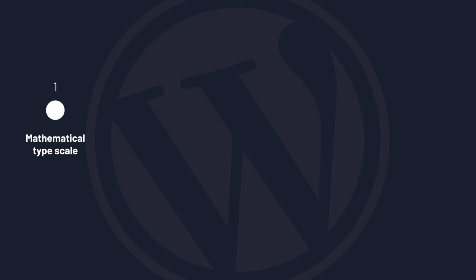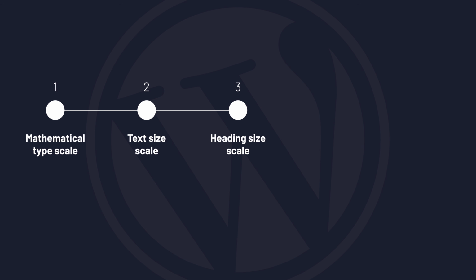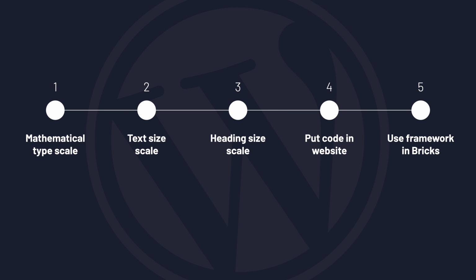Okay, here's what we'll be doing. First, I'll quickly introduce you to the concept of a mathematical typographical scale, if you've never seen it before. We will then generate a text size type scale with an online tool I'll show you soon. We'll then generate a separate heading size type scale. We need two different type scales for reasons I'll explain. We're going to simply copy and paste the bit of code that our tool generates into our site. And then we'll use our new typography framework in Bricks. It is ridiculously quick and easy to use.